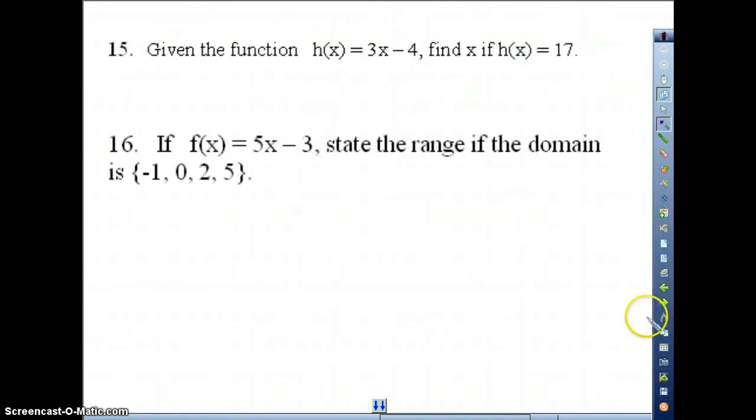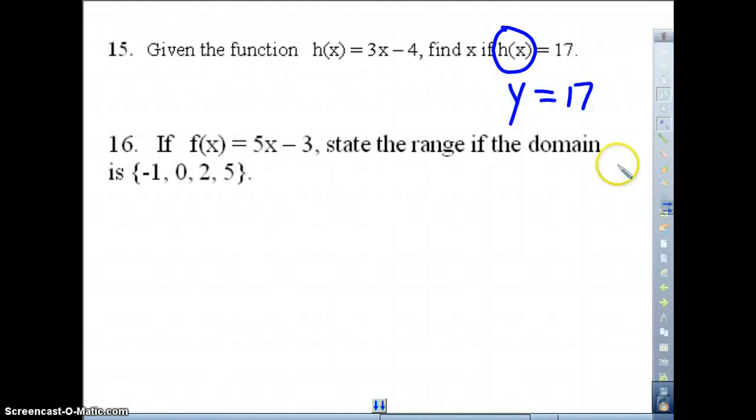Okay, 15. Given the function h of x equals 3x minus 4, find x if f of x equals 17. Oh my gosh, I saw one of these on the EOC also. Had my fingers crossed. h of x is a fancy name for what? No, it's a fancy name for what? y. y equals 17. If y equals 17, let's put in a big fat 17 right here. They want to know what's x.